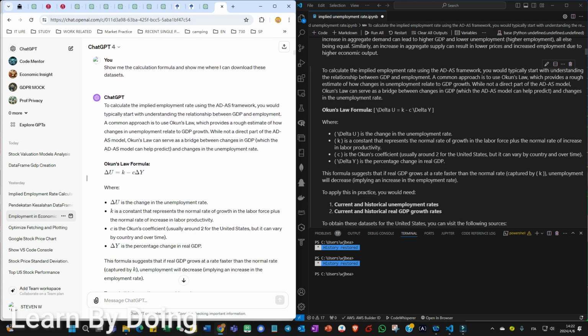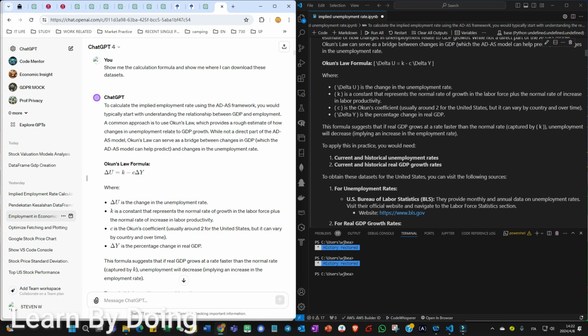Based on all the answers from GPT, I'm going to ask it to show me the calculation formula, because we might have some theory. For example, when demand exceeds supply of a product, the price would likely rise. We know that kind of intuition, but we need a more concrete formula. So actually, it found me Okun's law. It will help me to calculate the implied unemployment rate.